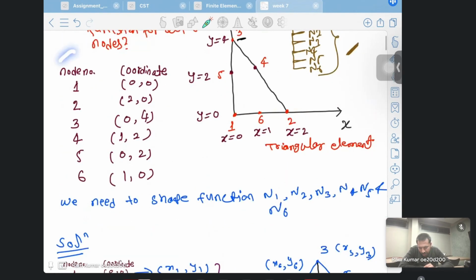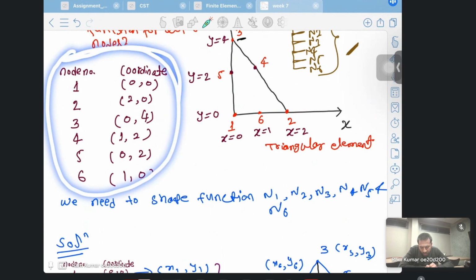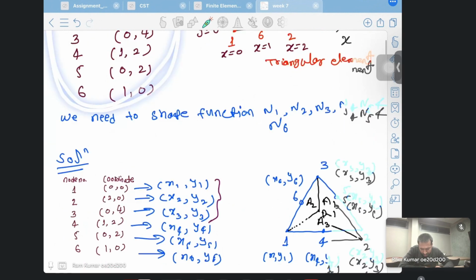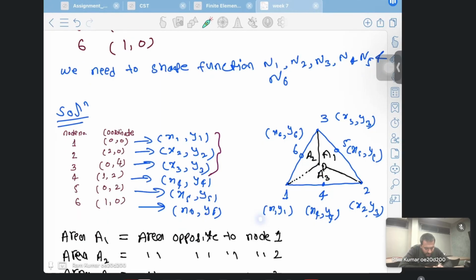So I wrote here the coordinates for all nodes. Like for node 1, x1, y1; node 2, x2, y2. I wrote this a little wrong here, so this is our x2, y2. So x1, y1, x2, y2, x3, y3, then x4, y4. These are the coordinates for all the nodes, which I have written here.